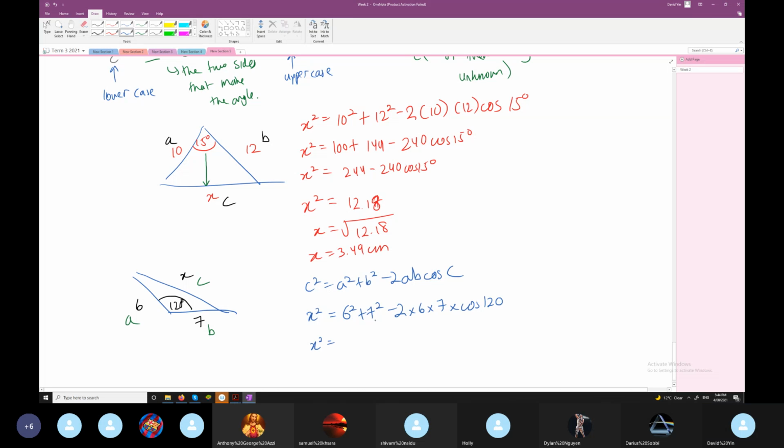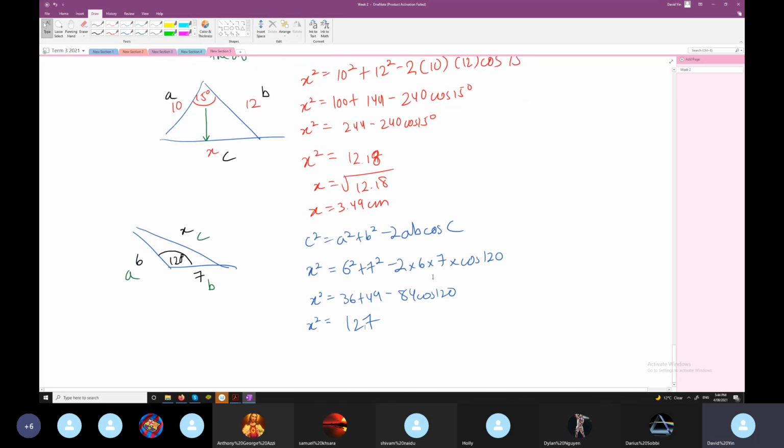Then what you want to do is plug that all into your calculator. I'm just going to quickly do 36 plus 49 minus 12 times 7, which is just 84, cos 120. 36 plus 49 is 85. So it'll be 85 minus 84 cos 120. And that will be 127. And then what you want to do, I'm not going to forget this time, is square root it. Because you have a square, the opposite of a square is a square root. And that will be 11.27 centimeters.